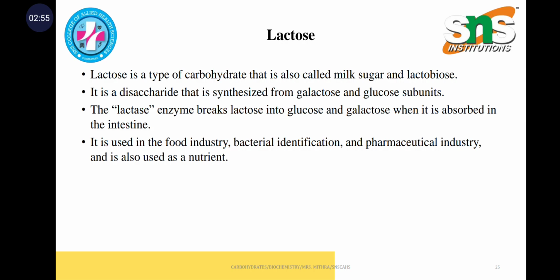Coming to lactose, it is an example of a disaccharide. Lactose is a type of carbohydrate, also called milk sugar, and it is a disaccharide as I said before. It is synthesized from galactose and glucose subunits. The enzyme lactase breaks lactose into glucose and galactose, which are absorbed in the intestine, and lactose is further used in the food industry, bacterial identification and the pharmaceutical industry.